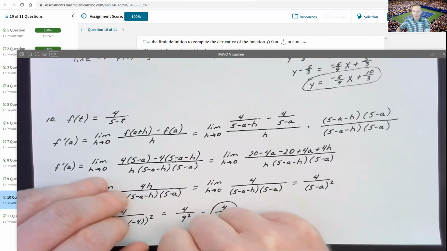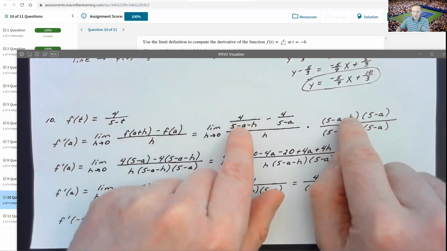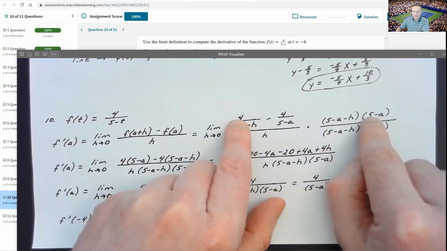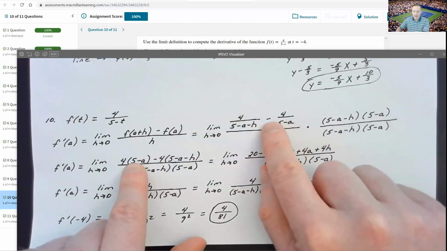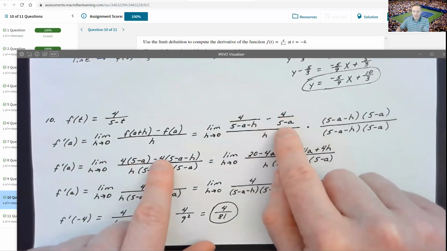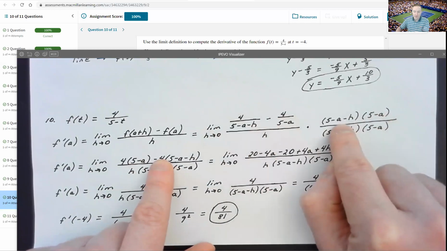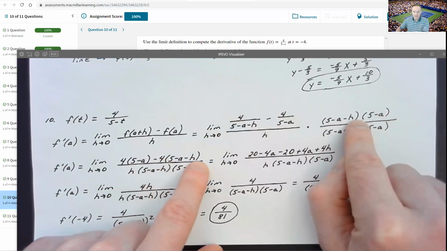Okay, now, when I multiply by this least common denominator in the numerator, the first term, the 5 minus a minus h cancels, and I'd be left with 4 times 5 minus a. That's where that came from. Then we have minus 4. What happened to the 5 minus a in its denominator? It canceled with that 5 minus a. But then you still have minus 4 times the 3-term expression, 5 minus a minus h.